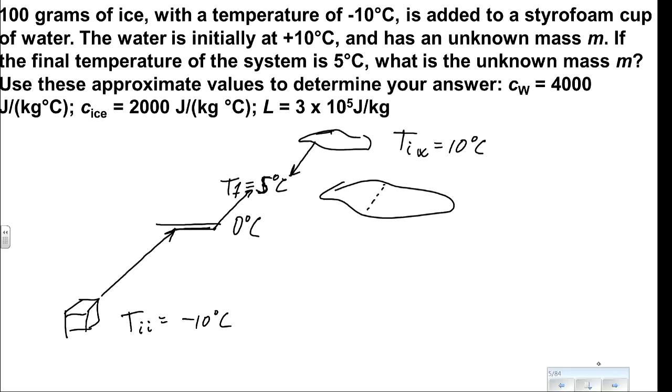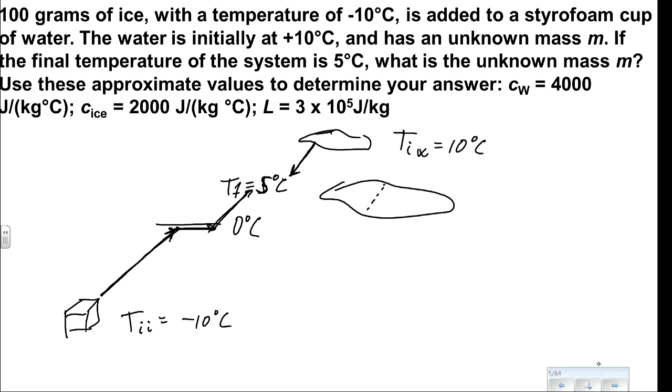How many processes do you see? How many processes do you see? So if you see 3 processes, please raise your hand. If you see 4 processes, okay, you've changed your mind. That is correct. We see 3 processes for ice, plus 1 process for water. So we have 1, 2, 3, 4 processes.